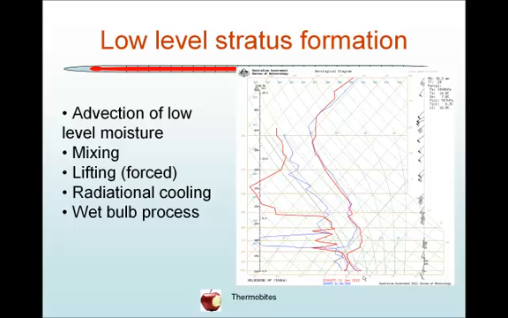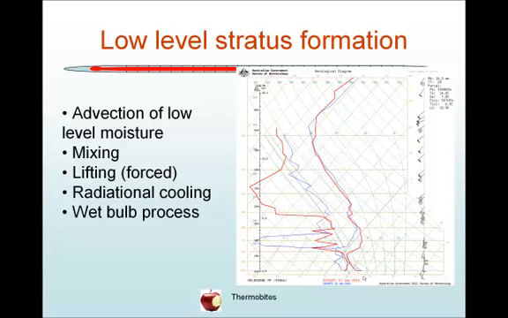So how did it form? Well, firstly you need a moisture source, and very often low-level stratus forms because there's advection of moist low-level air. Secondly, mixing often occurs, and you can mix between two unsaturated air masses and get a saturated air mass. So mixing mixes up air both vertically and horizontally and can produce stratus through a depth.